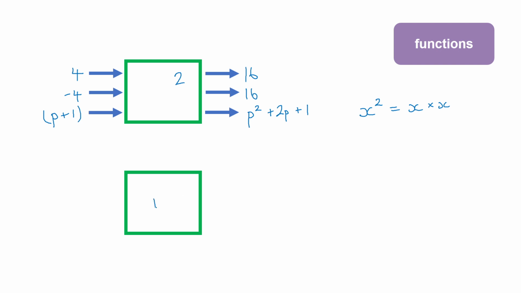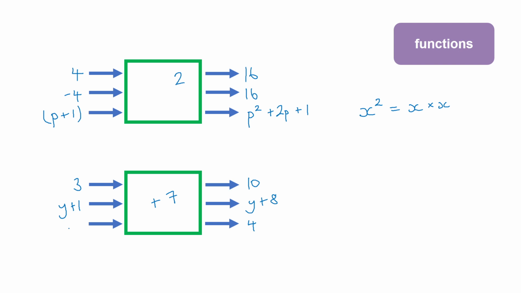Let's call it the +7 function. So if I put 3 into the box, then 10 is going to come out the other side. And if I put y plus 1 into the box, y plus 8 is going to come out the other side. Now, interestingly, if I saw that 4 had come out of that box, I could work out that somebody must have put -3 into the box. So I can also see what functions do in reverse.